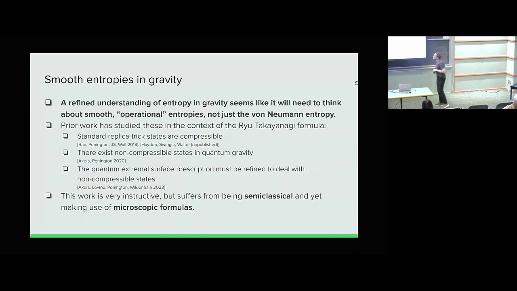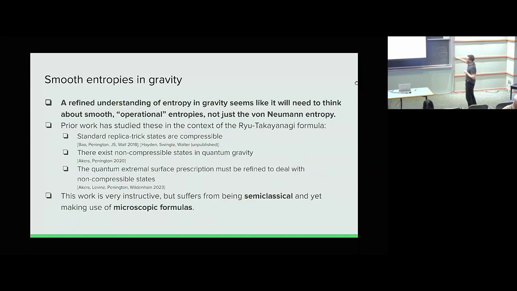So it seems like a refined understanding of entropy in gravity will need to think about these smooth entropies and not just the von Neumann entropy. Prior work has studied these in the context of the Ryu-Takayanagi formula. There was this work showing that the standard gravitational path integral replica states, the things where the Renyis are dominated by a permutation symmetric saddle, are compressible.